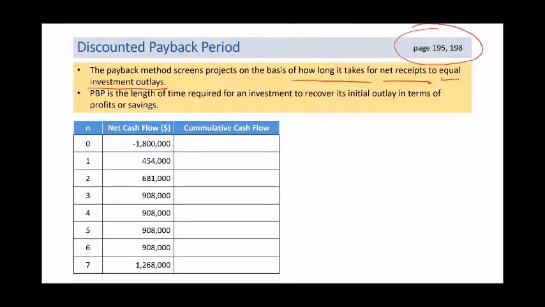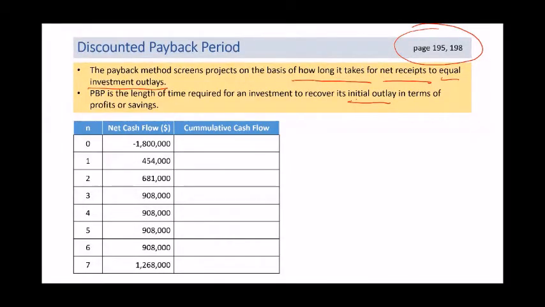In our case, we invested 1.8 million. So when will be the time that the investment cost or the amount of investment equals the net receipts, from the word receipt, what you receive? Or in other words, when are we going to get our investment back? So payback period is the length of time. It is measured by period, time, duration of time, usually years. Length of time required for an investment to recover its initial outlay, which is the amount of investment, in terms of profits or savings.